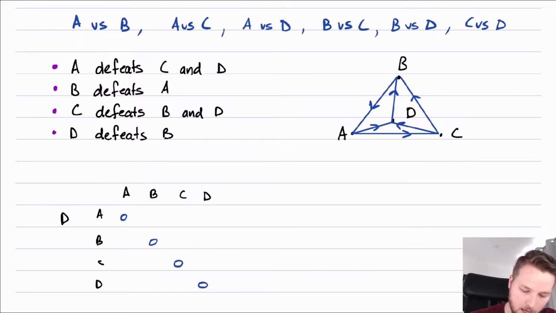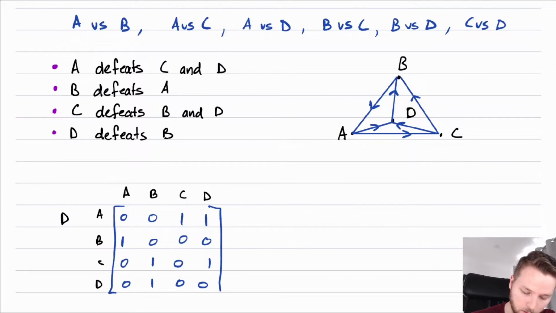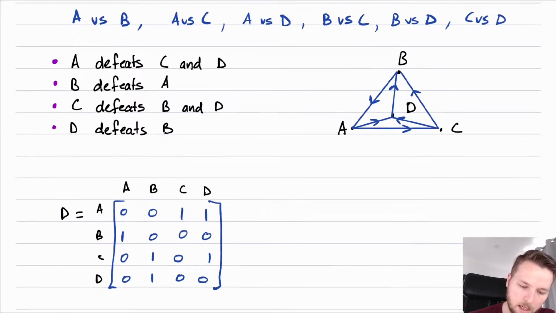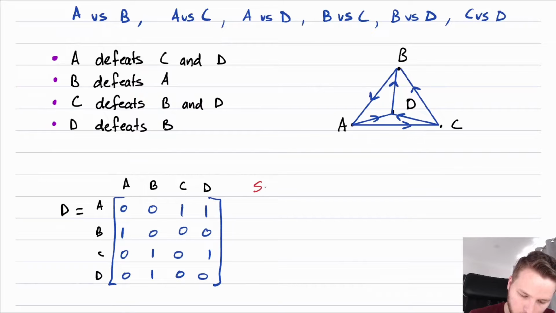A defeated C and D, so in the A row, we're going to put a 1 underneath the C and the D, because A defeated C and D. Next, B defeated A, then C defeats B and D defeated B. Alright, and then zeros everywhere else, because they count as losses. So here is our dominance matrice. D equals this matrice.